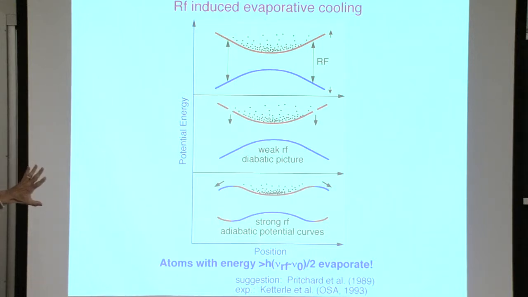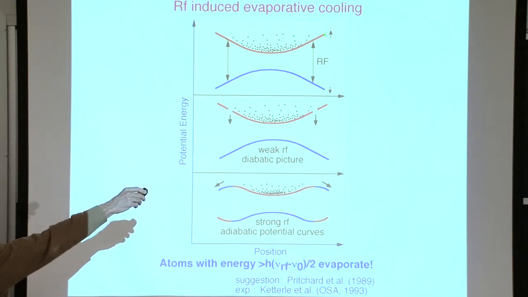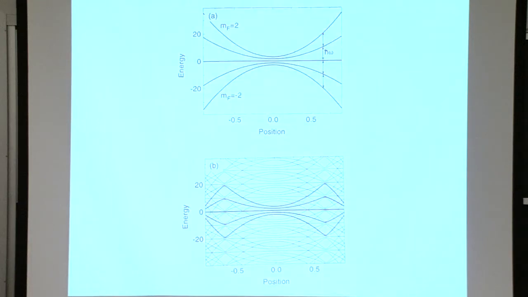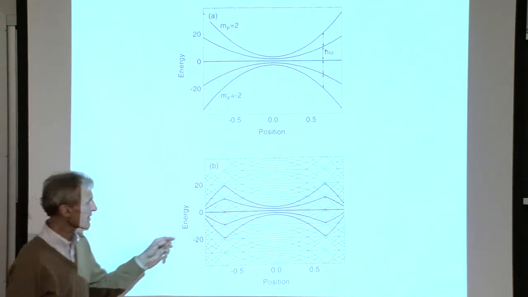This, of course, assumes an idealized model where we have only two levels, spin up and spin down. You all know that atoms have hyperfine structure. Sodium and rubidium have F equals 2. And if you draw now the dressed levels for five hyperfine levels and an RF transition, it looks fairly complicated. But the result is fairly beautiful.